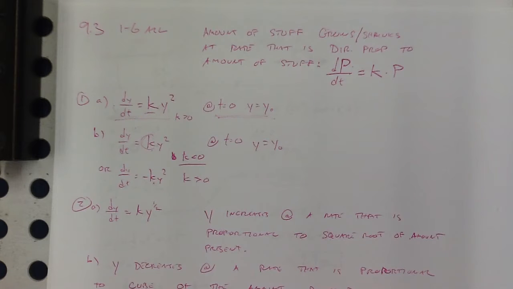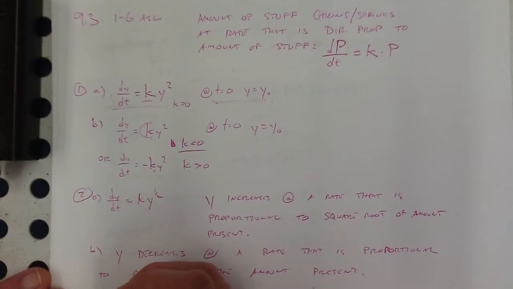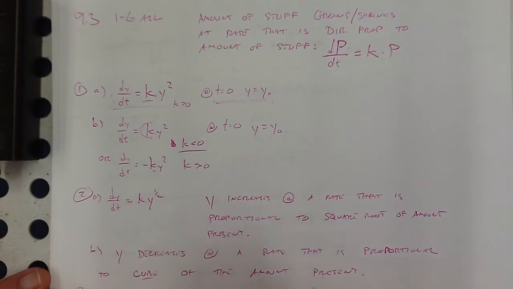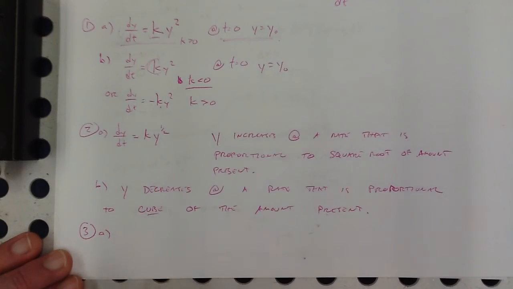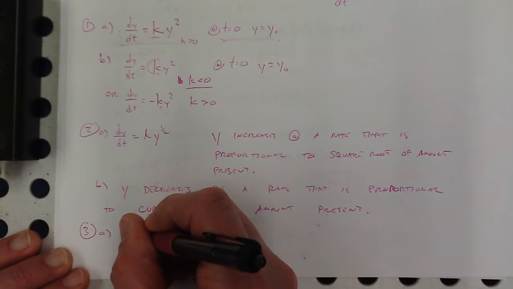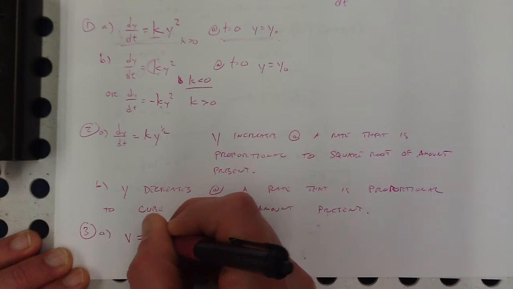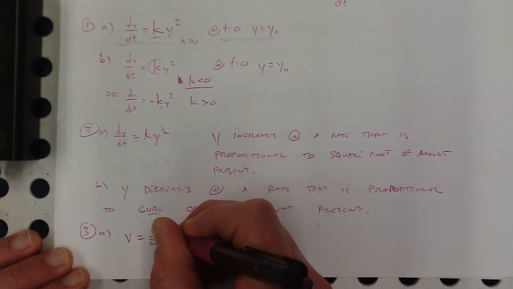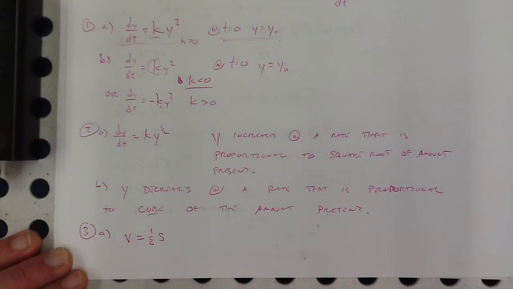Number 3. Suppose that a particle moves along an s-axis in such a way that its velocity is always half of its position. The easiest way to translate words into math is to try to do it as literally as you can. So the velocity is half of the position. And what did they use for s for the position? So that's the equation. Can we write a differential equation?